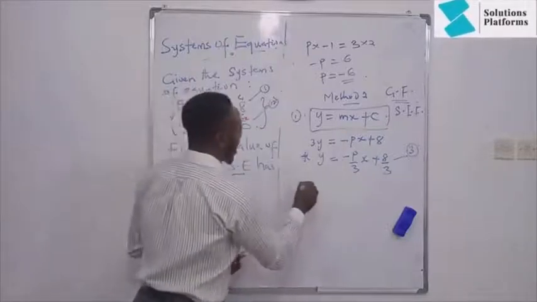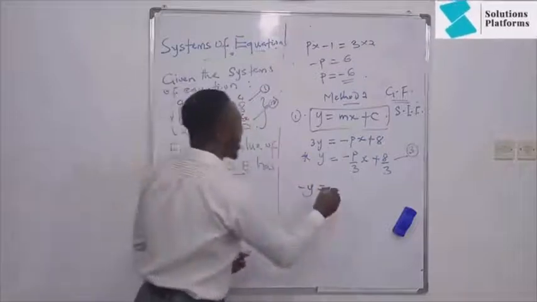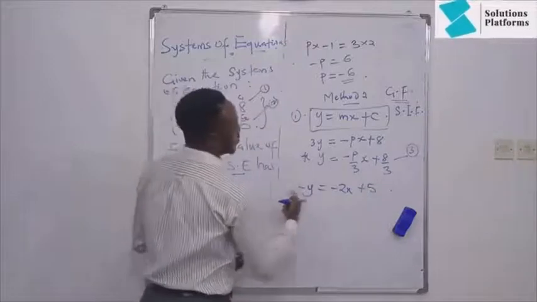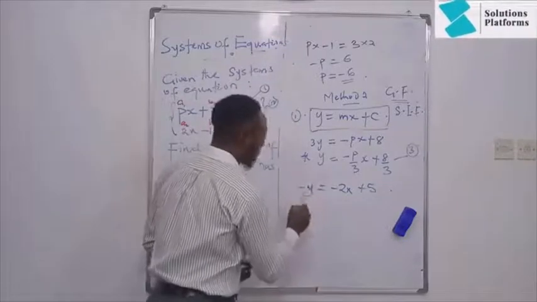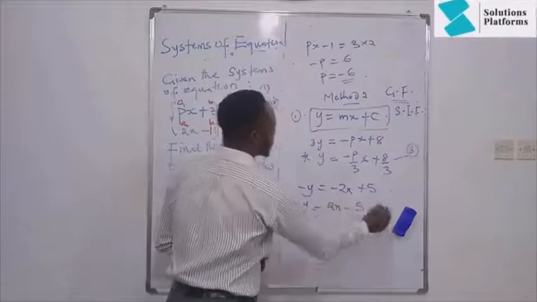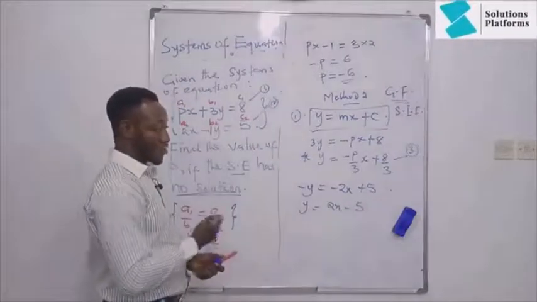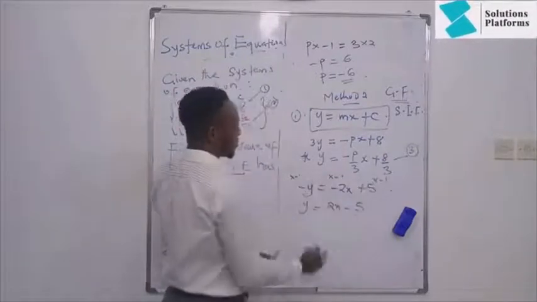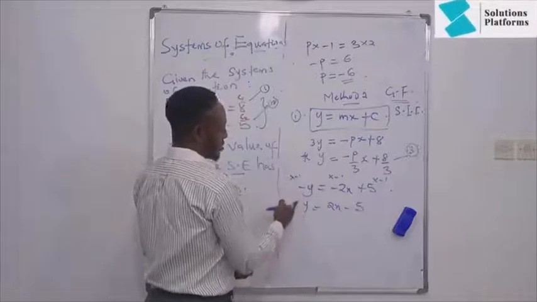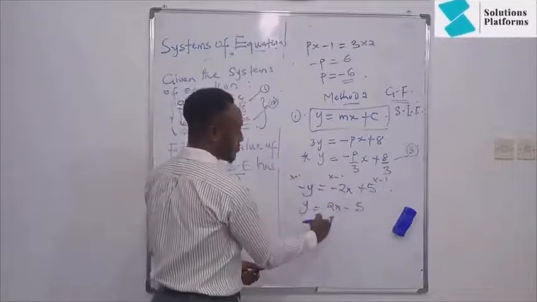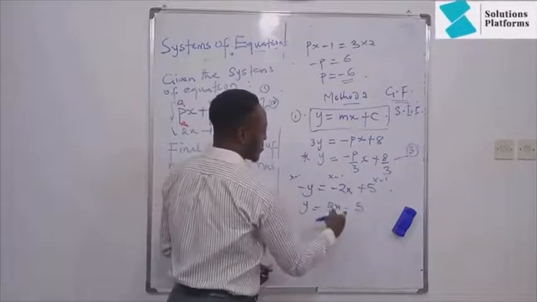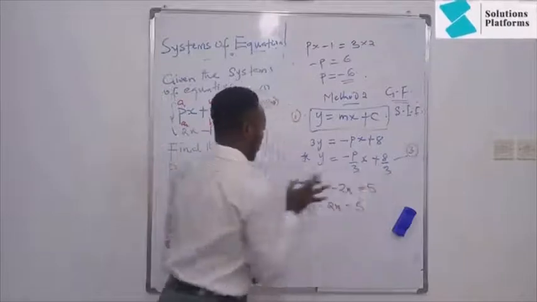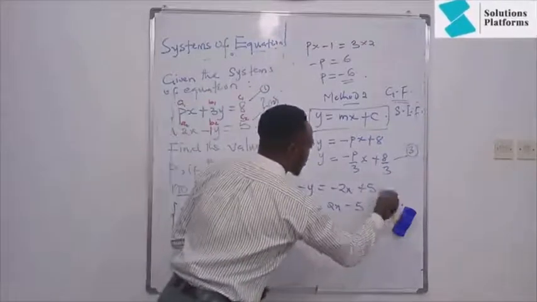So negative y equals, this goes over, negative 2x then plus 5. So if I multiply through with negative 1, I'm going to have y equals 2x minus 5. Alright, so what I've just done, multiply this by negative 1, multiply this by negative 1, multiply this by negative 1. So negative 1 times negative 1 will give you y, negative 1 times this will give you 2x, negative this times this will give you negative 5. That's what I've just done. Okay? Alright, so this is equation 4.